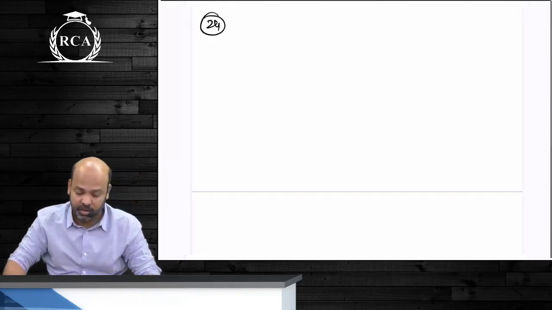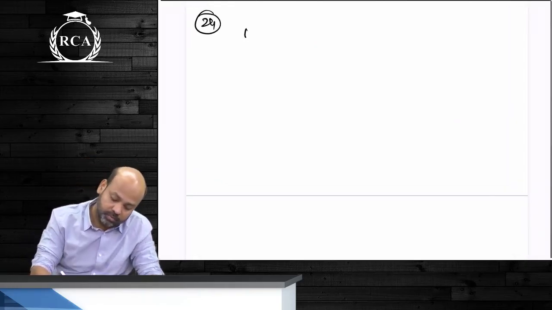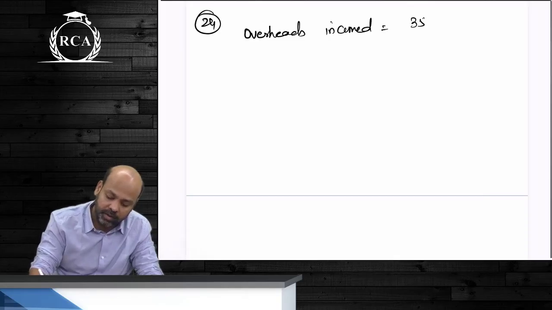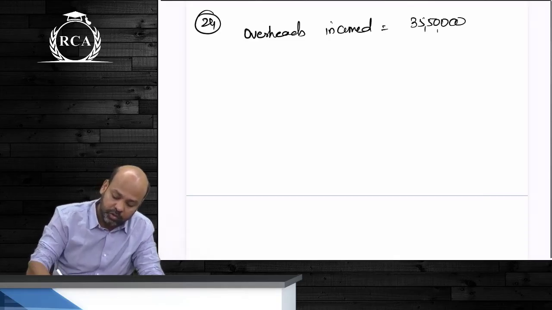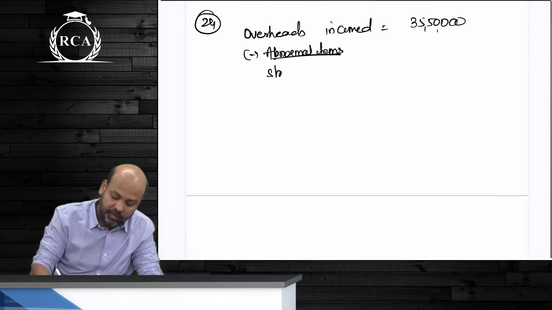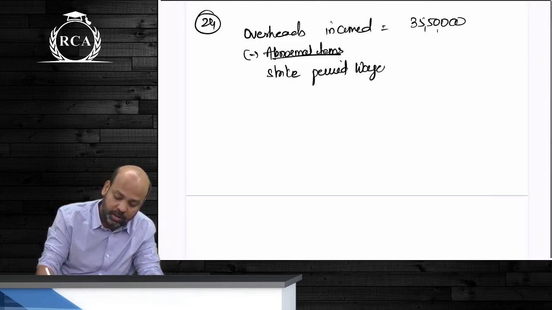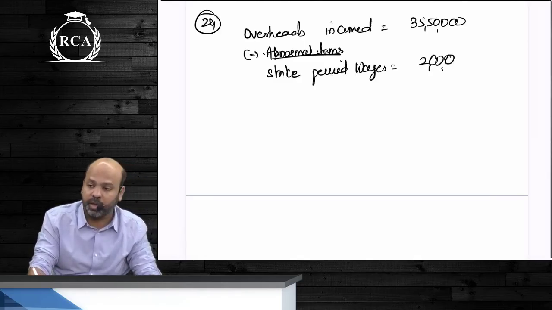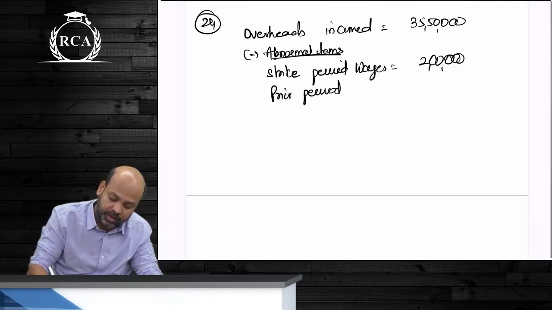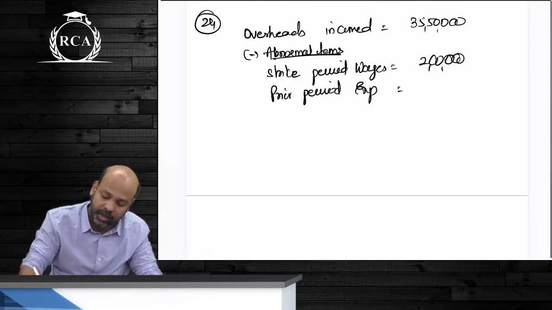First question. Overheads incurred that are given in the question is 35,50,000. This includes 2 abnormal items, guys, and those abnormal items included in this are strike period wages, which should not have been, obviously, which will not be budgeted. The amount is 2 lakh rupees, and then there is prior period expenditure or previous period expenditure included in the current period. How much is that?